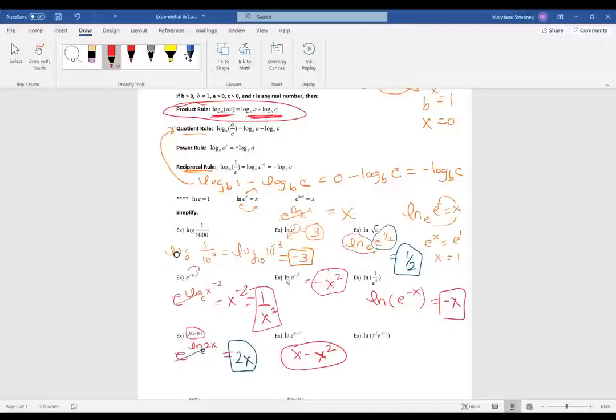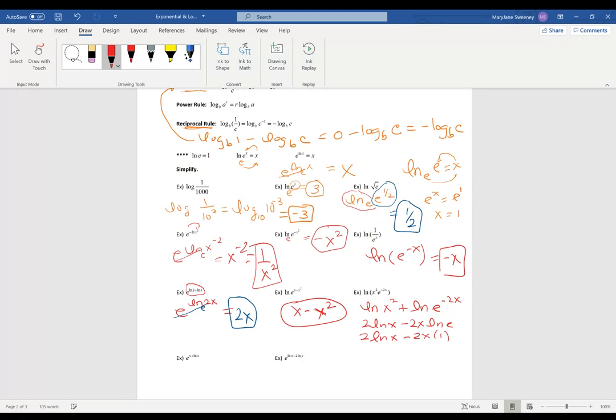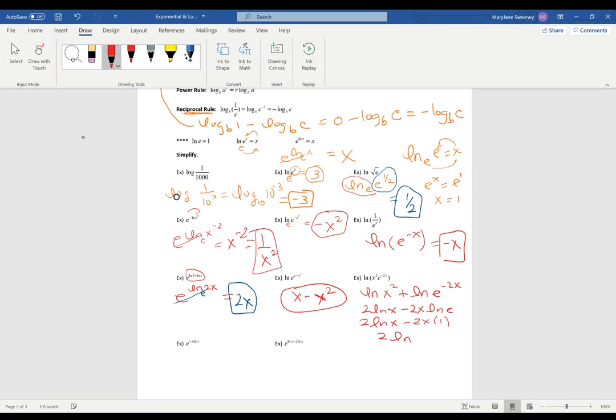This is the ln of a product. So again, remember you can write this as the sum of 2 logs. So that's using our product rule. Then from there, I can use my power rule, bring the 2 in front, bring the negative 2x in front. And then I need to realize that ln of e is 1. That would be my simplified answer.